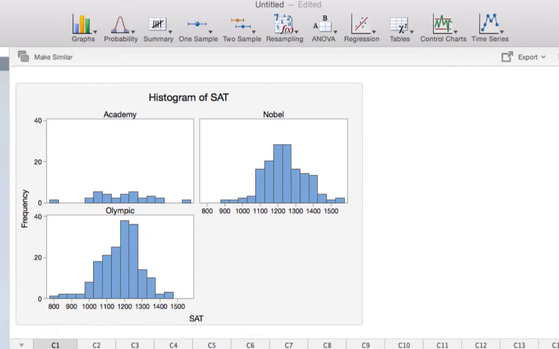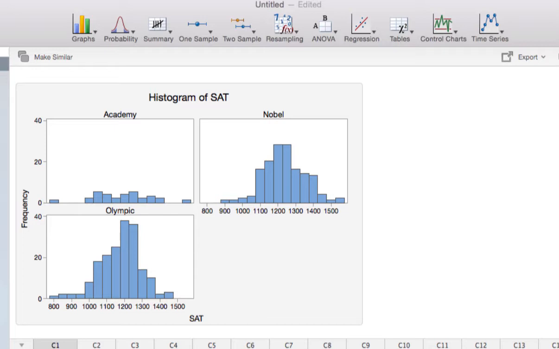Remember that this is a sample, so these are not going to be exactly normally distributed. We just need to look at these plots to make sure that they're not skewed or that they don't have any very large outliers. In this case, these distributions all look approximately normal, so this assumption has been met.